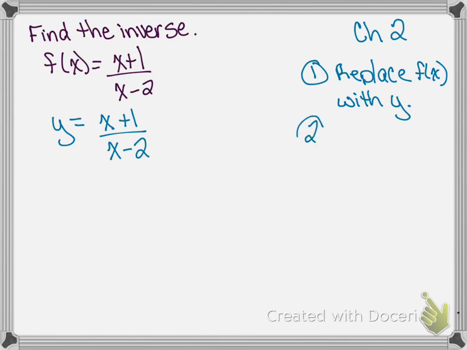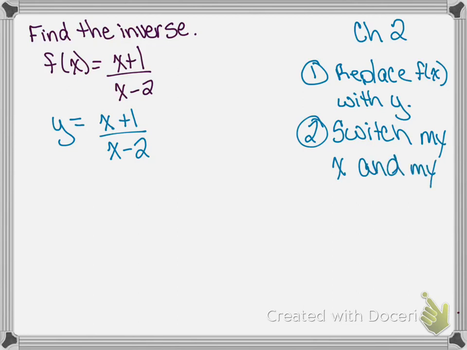The second thing I'm going to do is switch my x and my y. So this y becomes x. Then I've got x plus 1, so that becomes y plus 1. Then I've got x minus 2, that becomes y minus 2. Okay, so I have switched my x and my y.